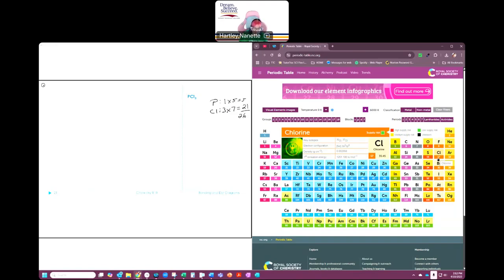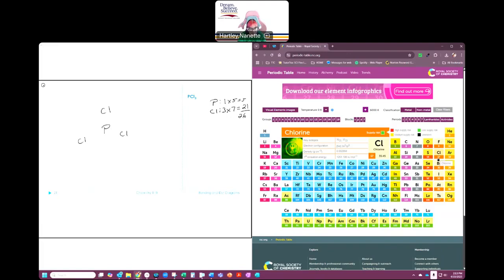Phosphorus is written first, so it's going to go in the middle. I'm going to distribute 3 chlorines around it. It doesn't matter at this point where I put them. We'll talk about where we put them, and why, in the next lecture. Right now, I'm just going to put them anywhere.